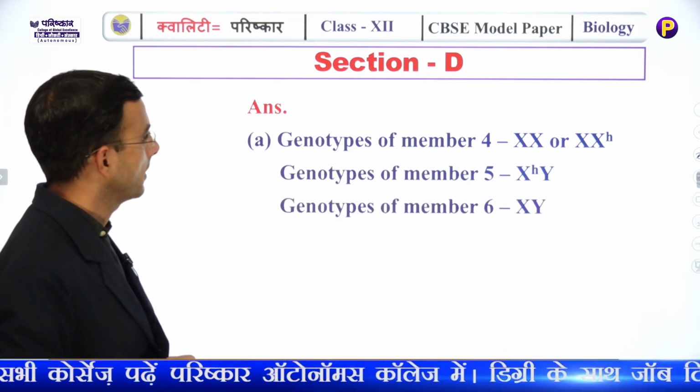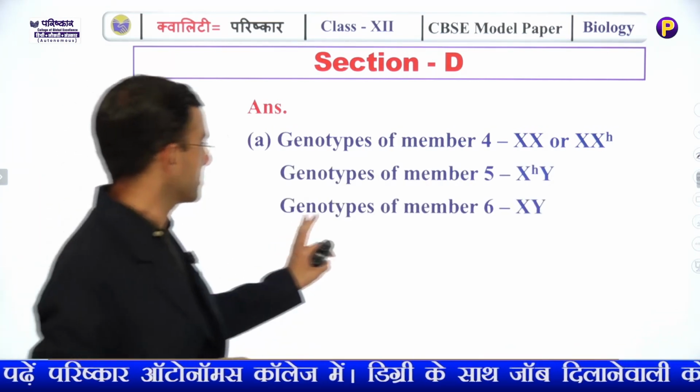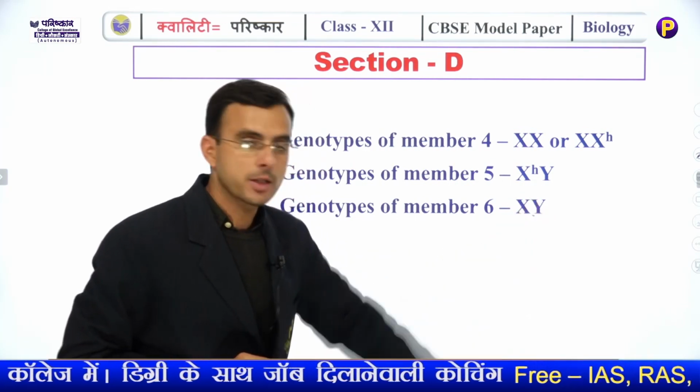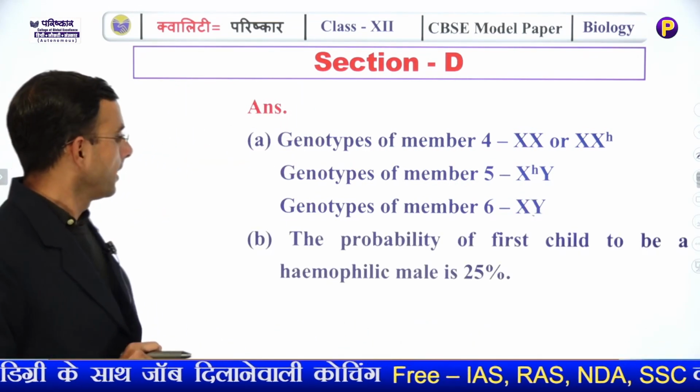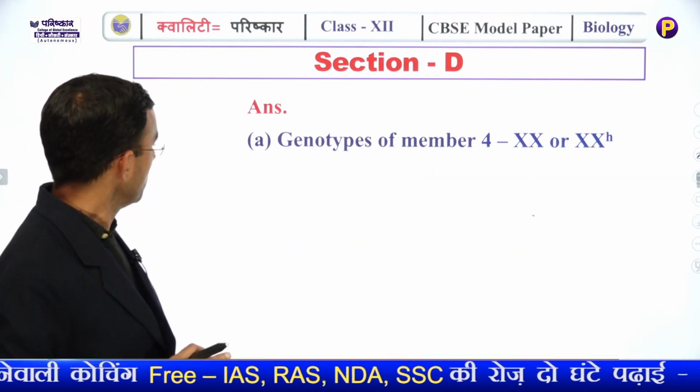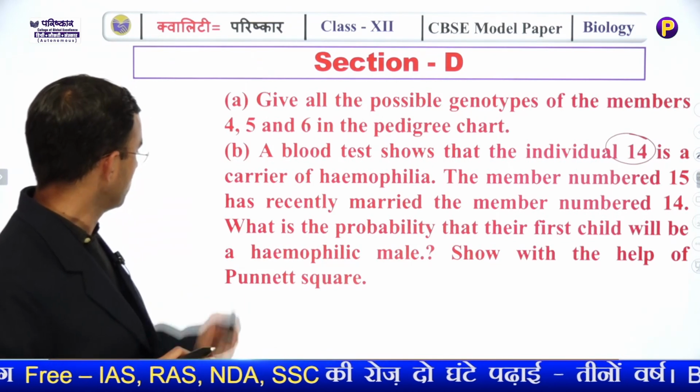Look at this one. The answer is A, because the sixth individual is normal. So this one is X and Y. Now the second one: what is that second question? In that second question, look at this one.